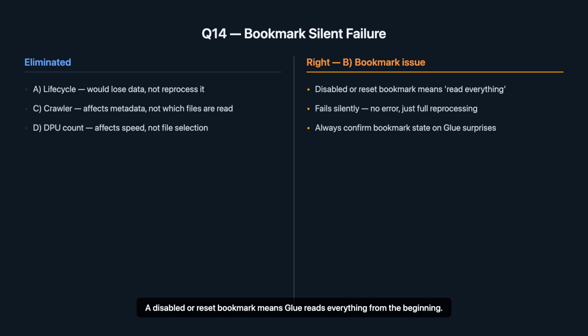A disabled or reset bookmark means Glue reads everything from the beginning. And the dangerous part is that it fails silently, no error, no warning, just a much larger job that finishes successfully. Whenever a stable Glue job suddenly reprocesses old data, check the bookmark state first.